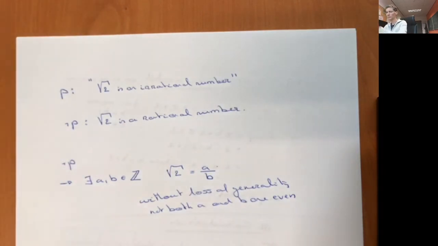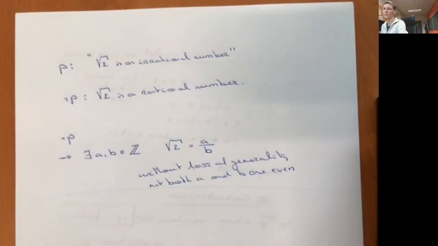How long can you do this? Well, you can do this until one of the two numbers is odd. Okay, so without loss of generality, either A or B is odd, right? They're not both even.